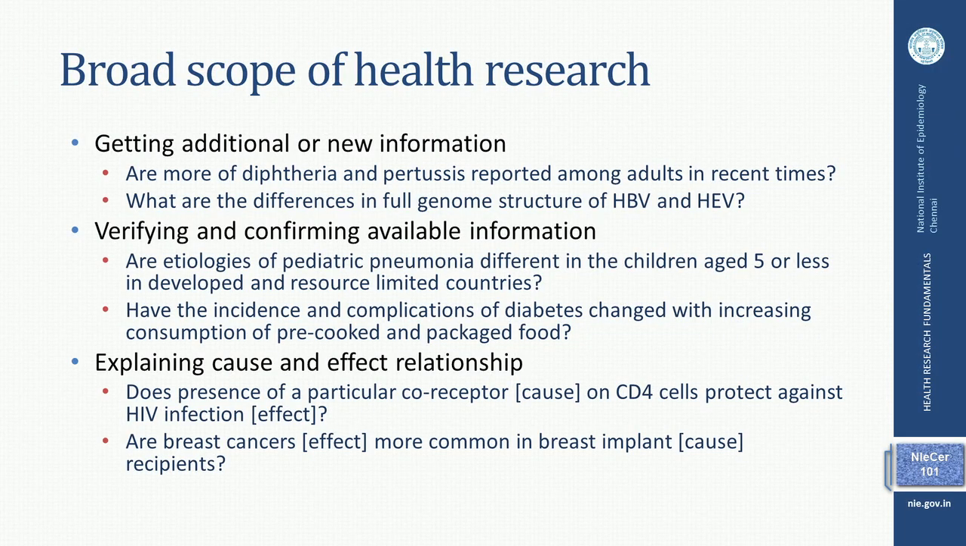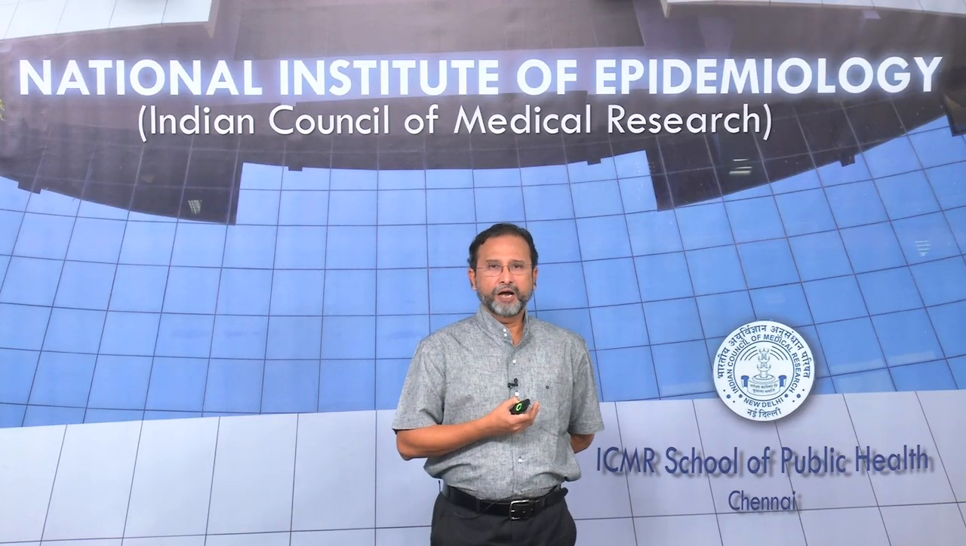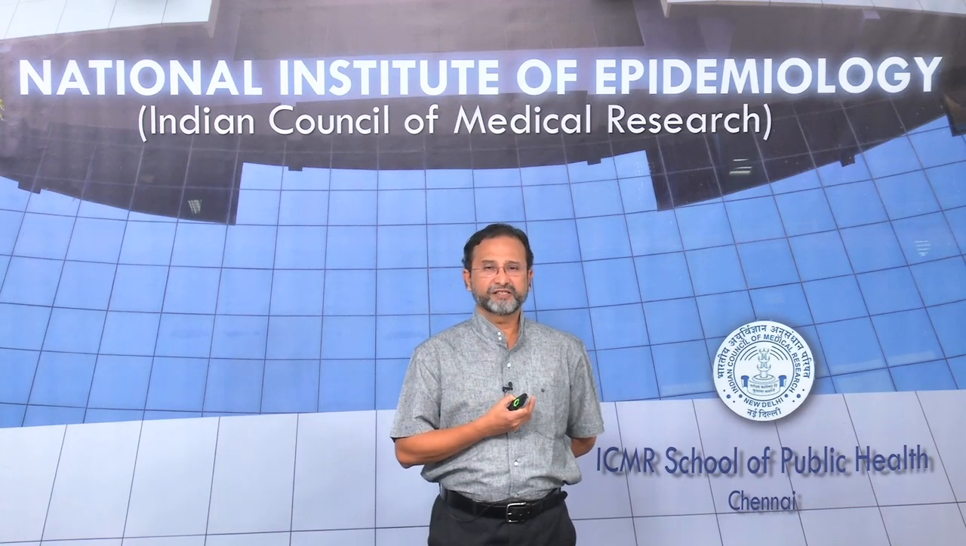Primarily, when we talk about the scope of health research or the objectives of health research, they could be many. For example, most of the times when we think of research, we think of creating new information, but the objective could be creating totally new information, but we sometimes also get additional information on something which already exists. Say for example, are more diphtheria and pertussis cases reported among adults in recent times? We used to know that these were diseases of childhood earlier, but now it has been seen that in some rare instances, cases in adults are also getting reported. So, we need to figure out why this is happening and where it is happening.